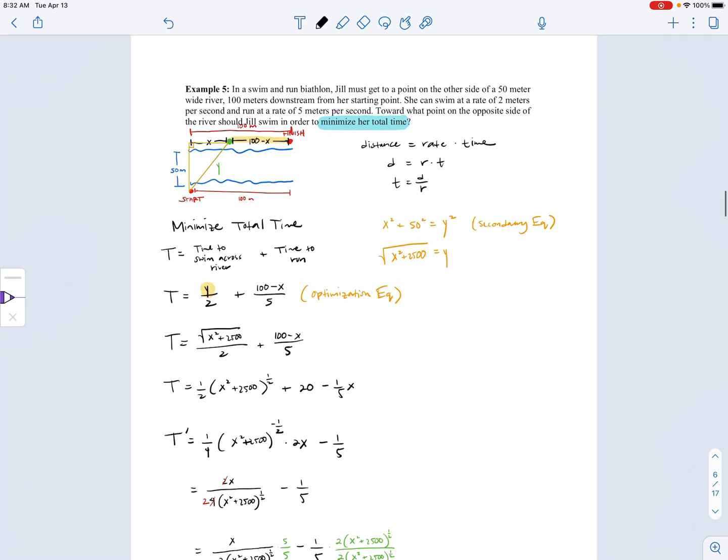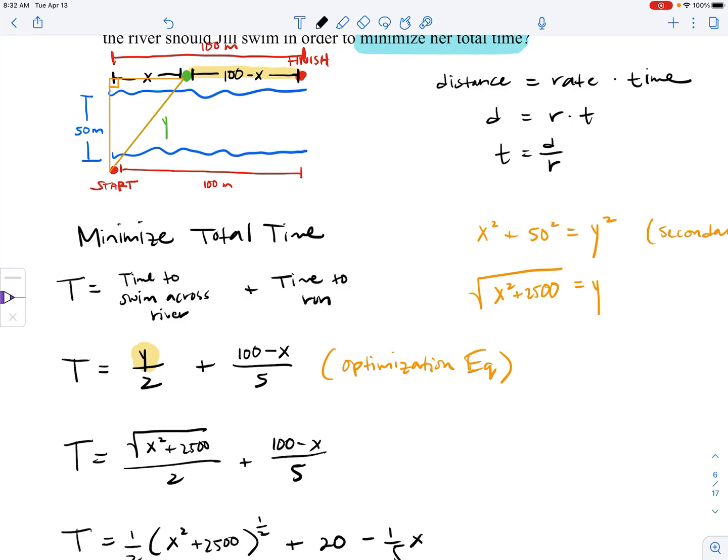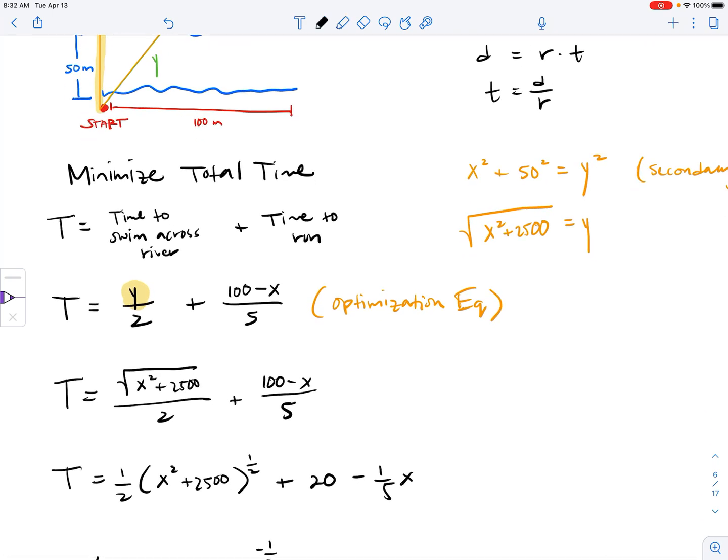So that reminds me, I need to make sure I'm stating my constraints on our optimization equation. So let's think about what the domain would be. What are the restrictions on x? Well, x could be 0, right? If x were equal to 0, that would mean that Jill is swimming directly across the river, and so she would be running the full 100 meters. So x can be 0.